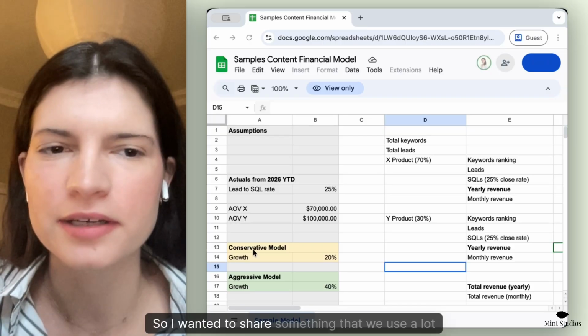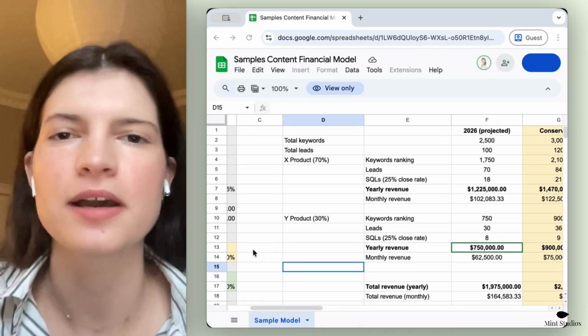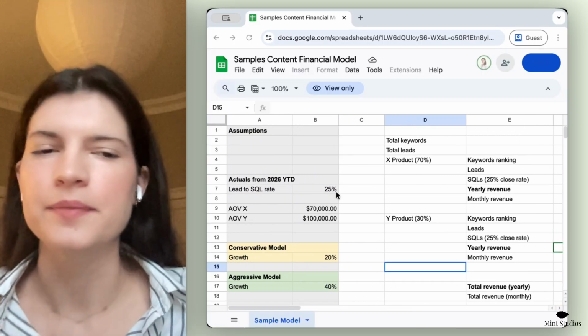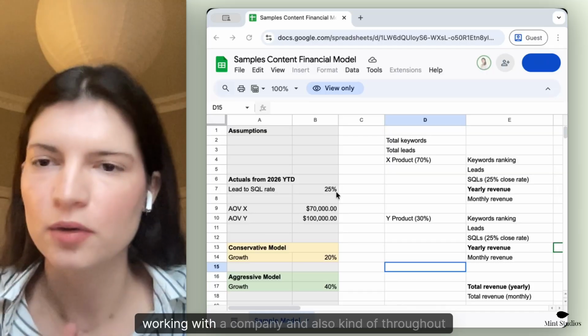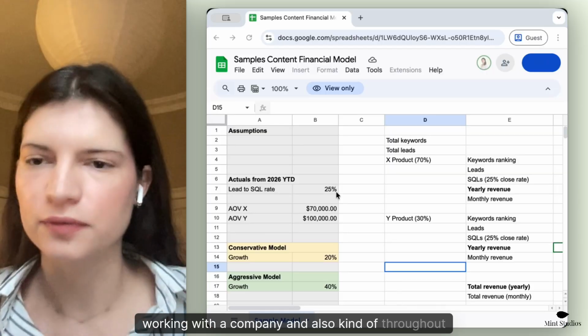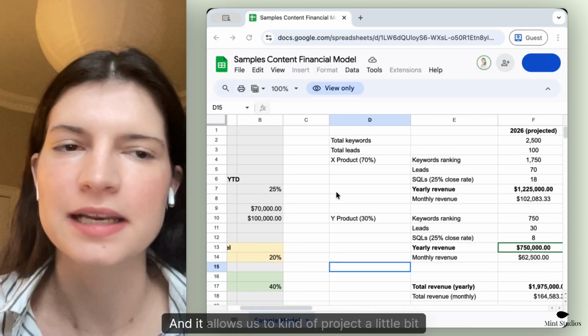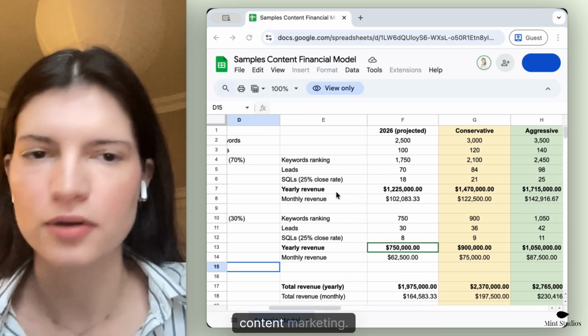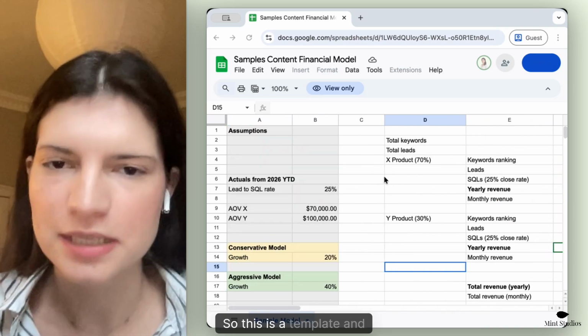So I wanted to share something that we use a lot with our clients, which is what we call a content financial model. We use this when we start working with a company and also throughout the engagement. It allows us to project a little bit and understand what is the opportunity with content marketing. So this is a template.